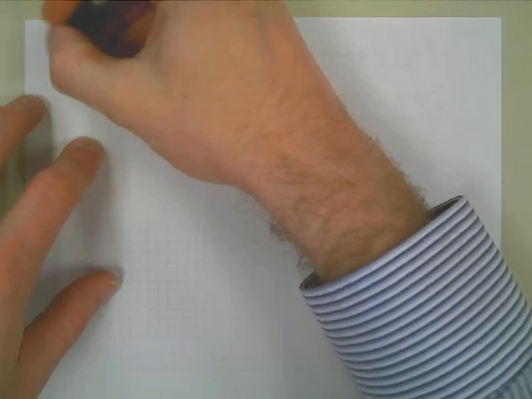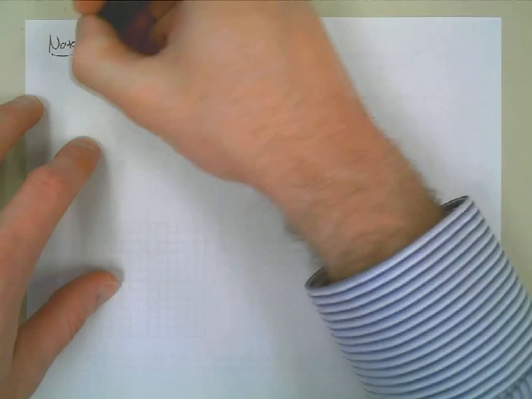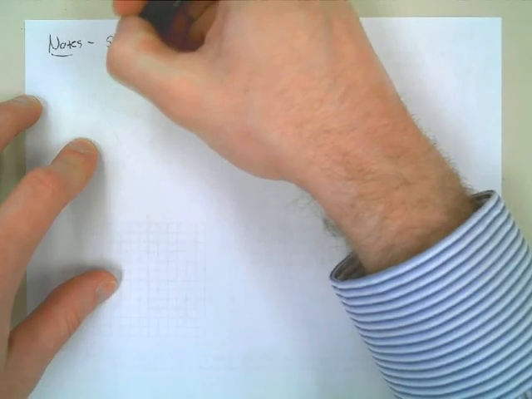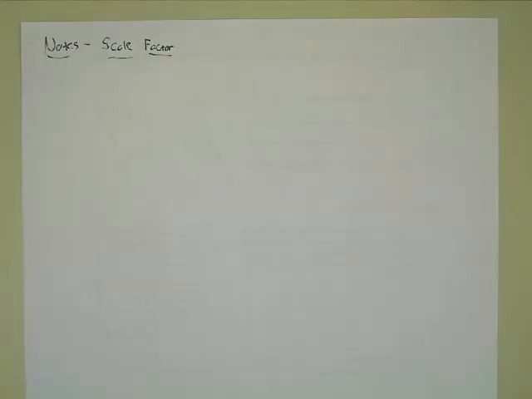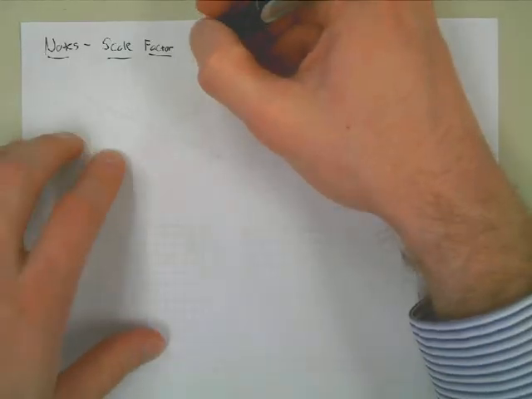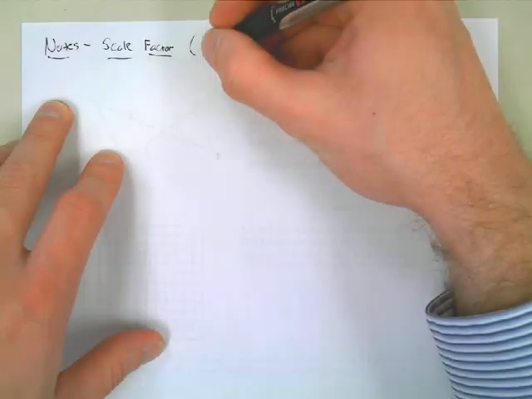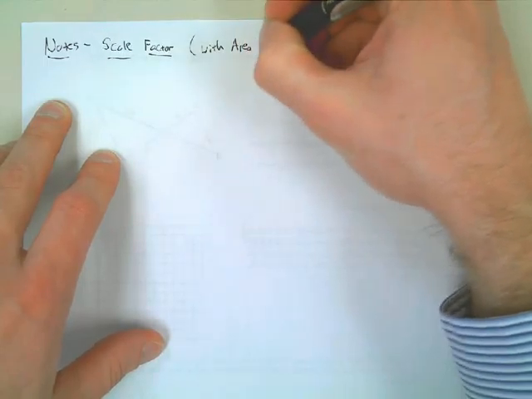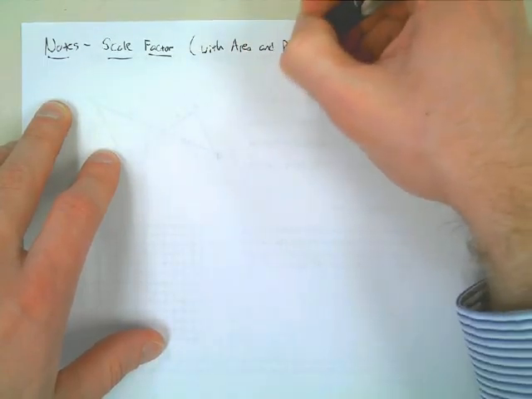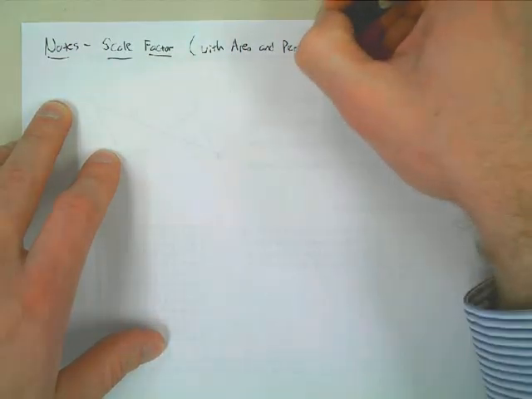Okay, so scale factor, we want to talk a little bit more about that today. And then we're going to look at scale factor in relationship to area and perimeter of shapes as well. So we're going to see how the scale factor affects areas and perimeters as well.